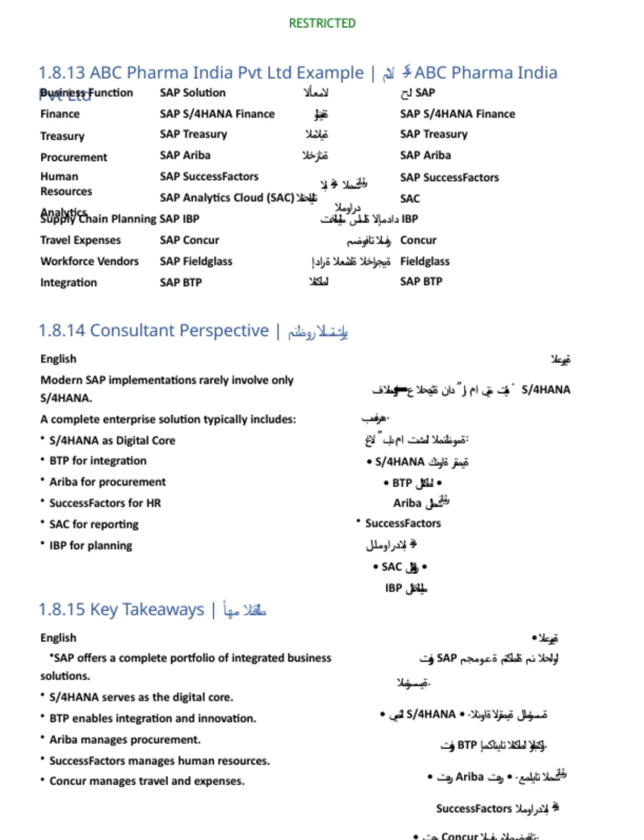Let's take a closer look at the full suite of SAP solutions that work together to power modern businesses. At the center, we have S/4HANA, the digital core that keeps everything connected. Then there's BTP, which drives integration and innovation across the platform. Ariba handles procurement, SuccessFactors manages human resources, and Concur takes care of travel and expenses. Together, these tools create a seamless, integrated system that supports every key business function.